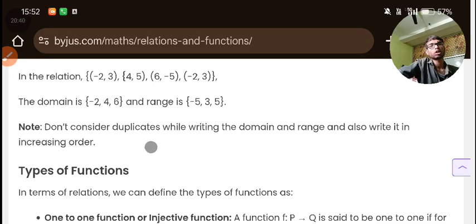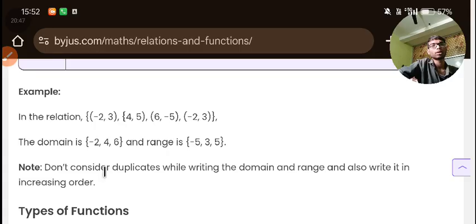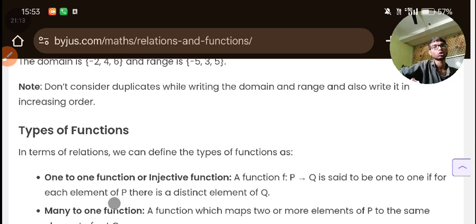Note: don't consider duplicates while writing the domain and range, and also write them in increasing order. -2 is the smallest, then 4 is greater, and so on. It should be in ascending order, whether you are writing the domain or the range.